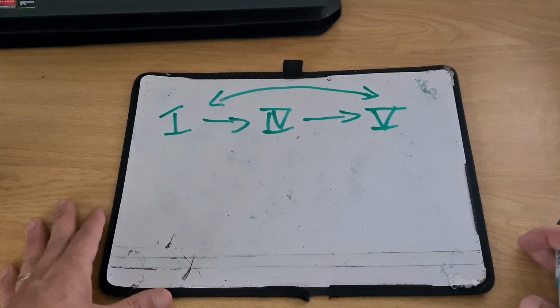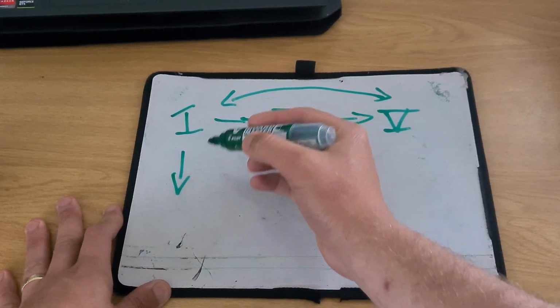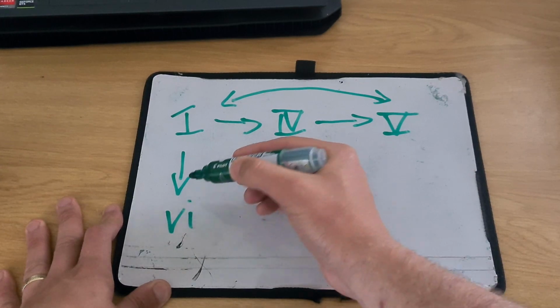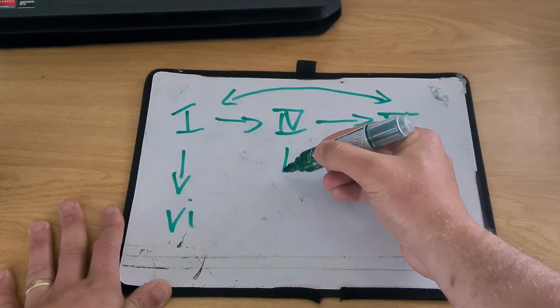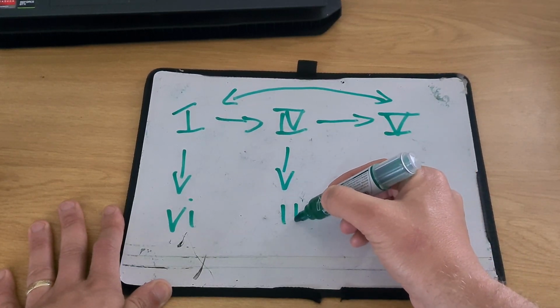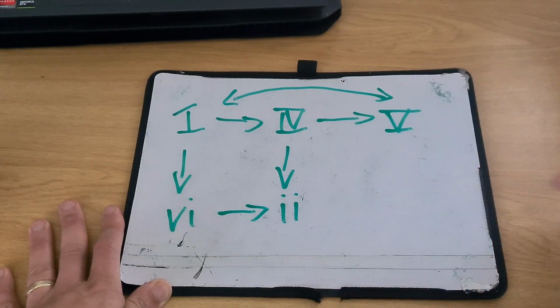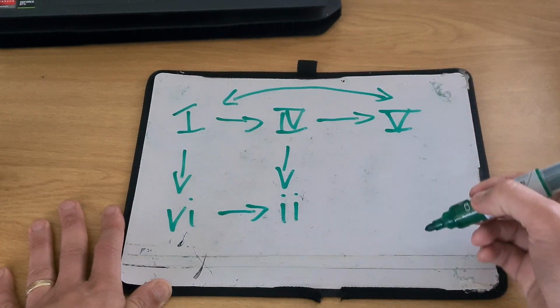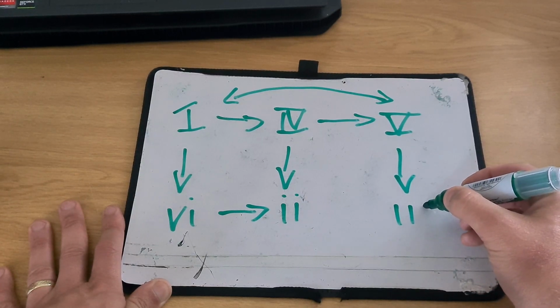Chord 1 can follow with its secondary substitute of chord 6. Chord 4 can also move to its secondary substitute of chord 2. And chord 5 can move to the secondary substitute chord 3.